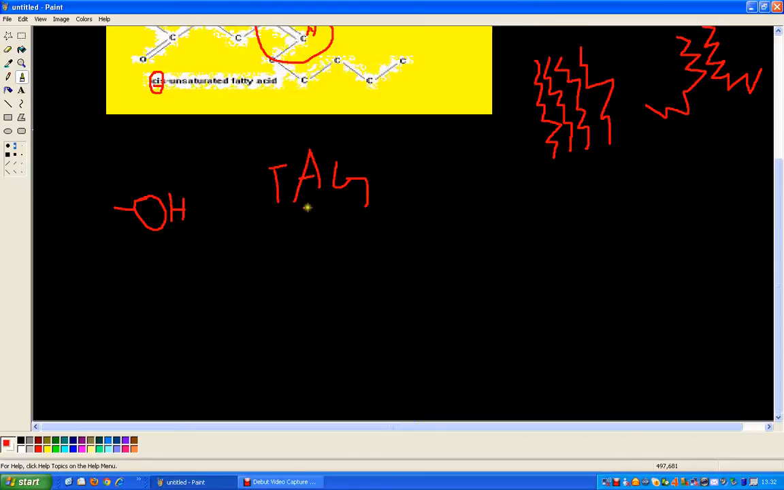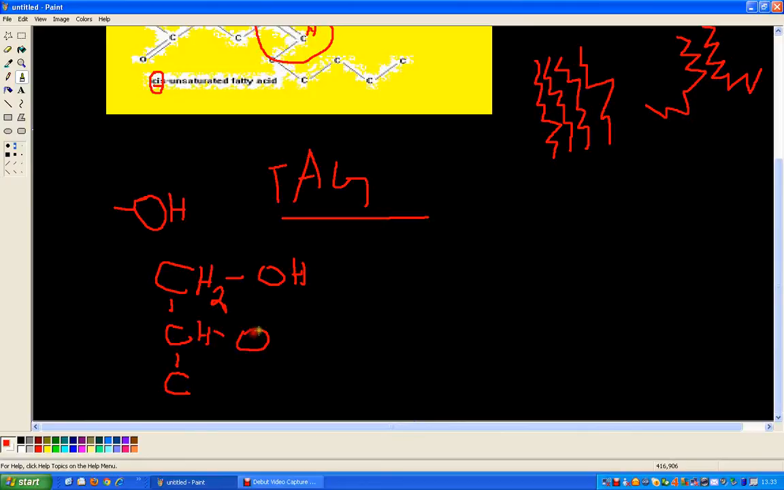So these are going to be made by a molecule of glycerol, which is CH2. It's got a 3-carbon skeleton, so it's going to be C, C, C. Then CH2OH, CHOH, and here it's going to be again CH2OH. So it's pretty simple as a molecule.